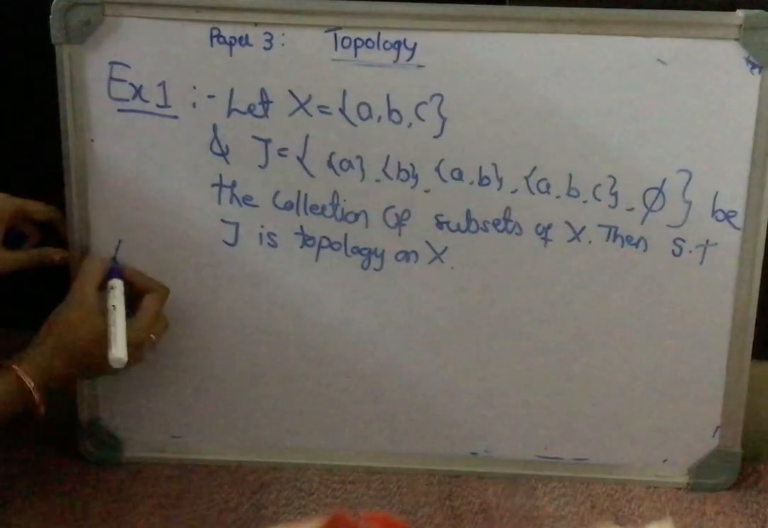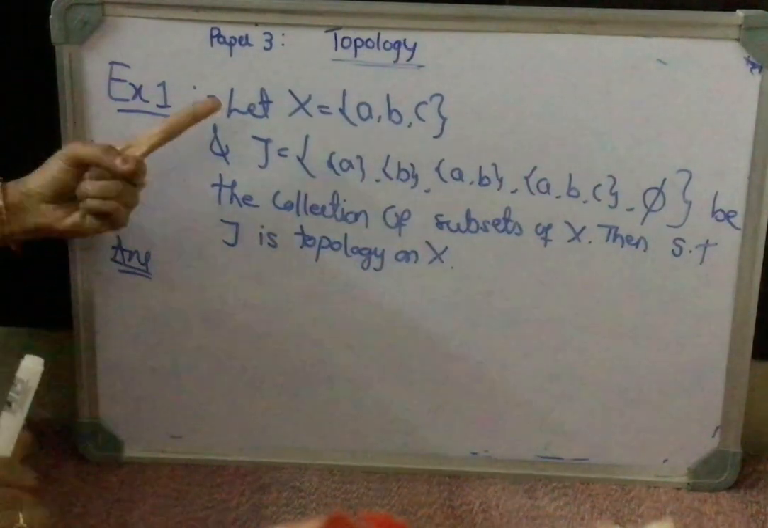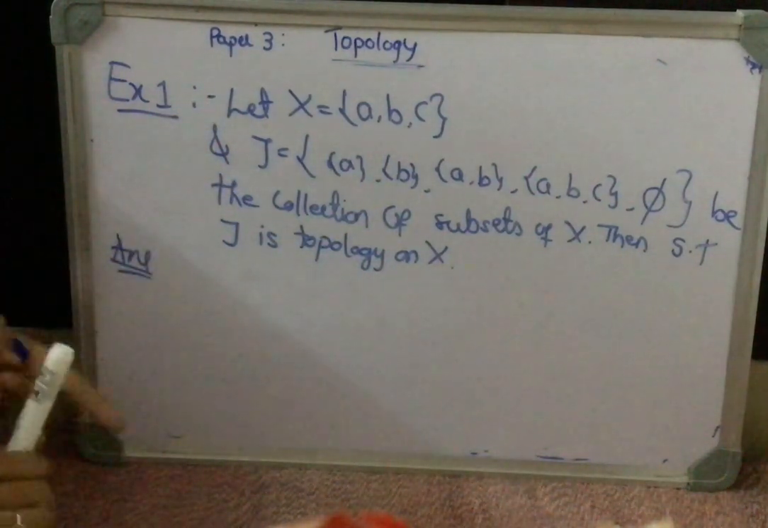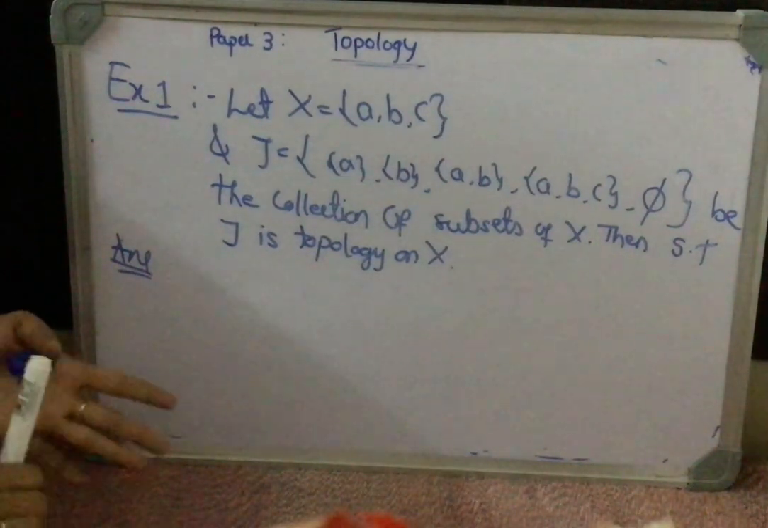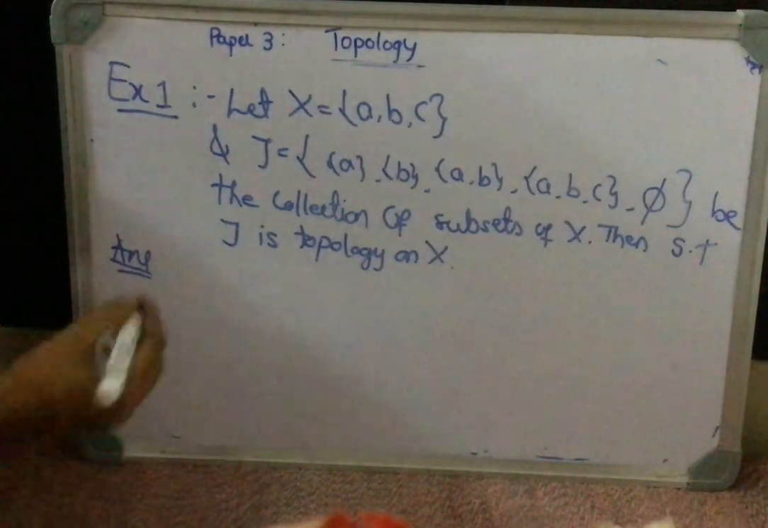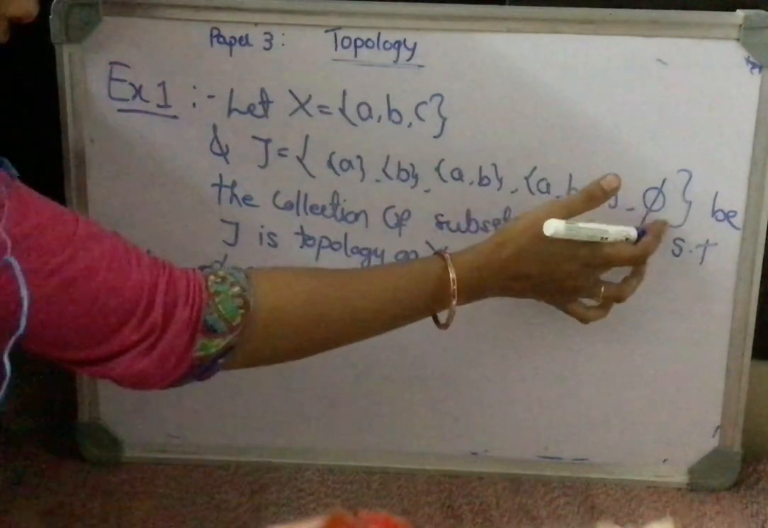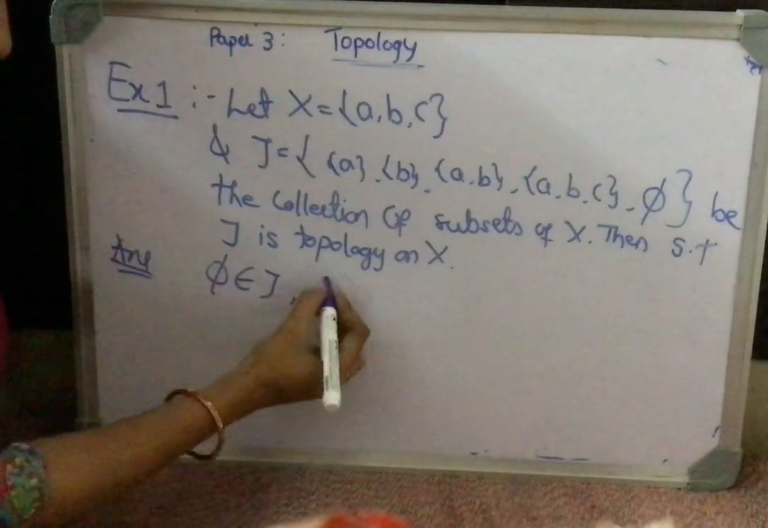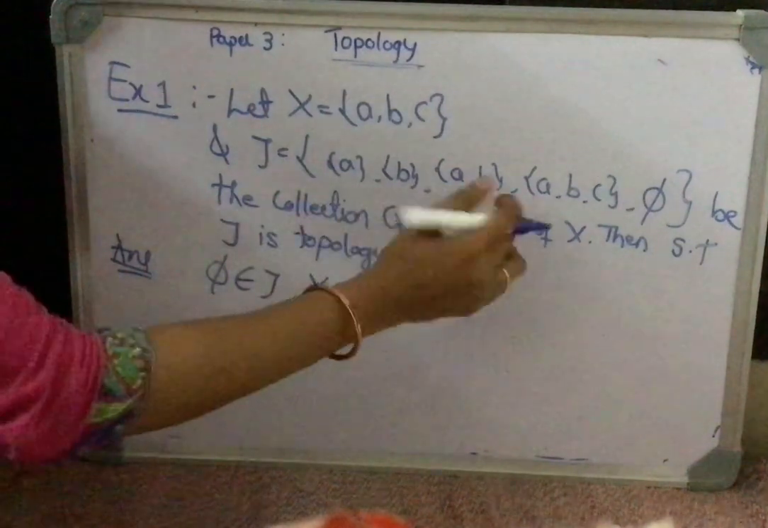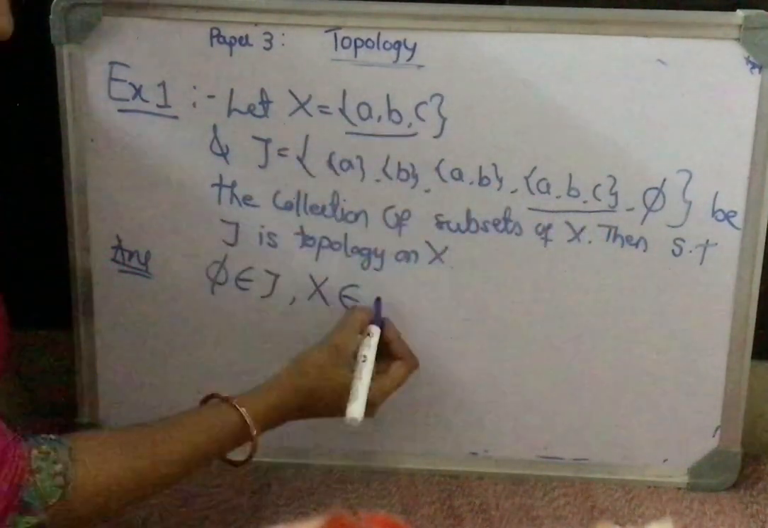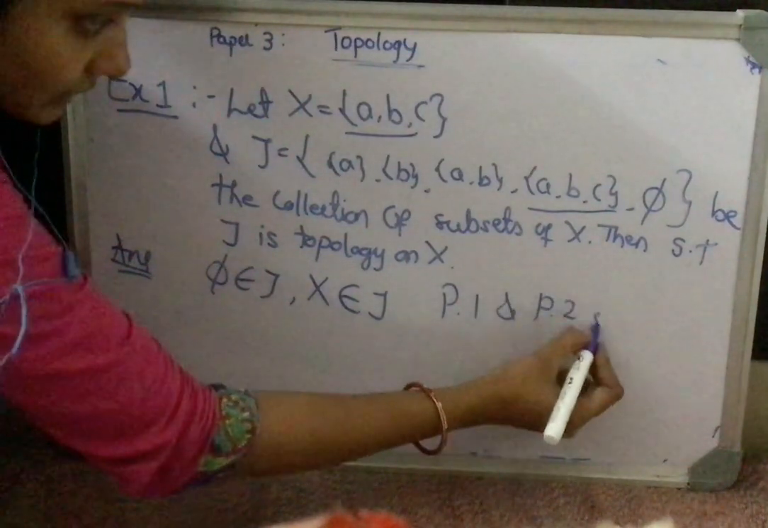To show this, X and tau have already been given. You should check all the four properties P1, P2, P3, P4. What is P1? The empty set should be in tau, and that is there. The empty set is already in tau. X belongs to tau. Which one is X here? In tau, ABC is nothing but X. So X belongs to tau. So P1 and P2 are satisfied.